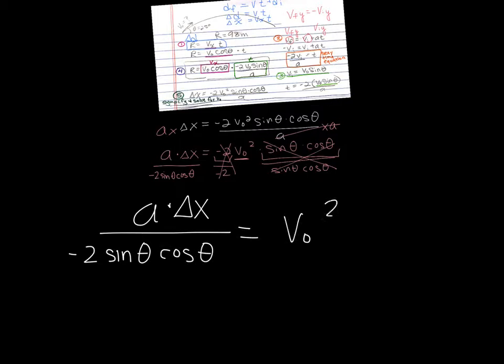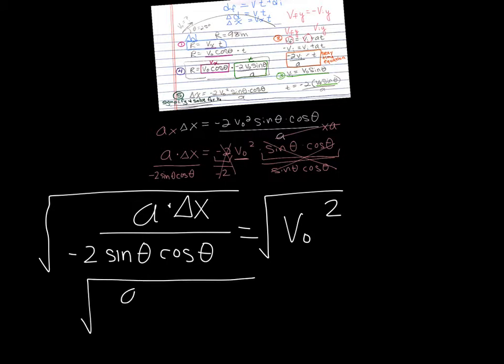V naught squared. So to finally get just one V naught, I need to take the square root of both sides. So then I will be left with the square root of A times delta x divided by negative 2 sine theta cosine theta is equal to V naught. So that's how I would solve for my initial velocity in a problem like this.